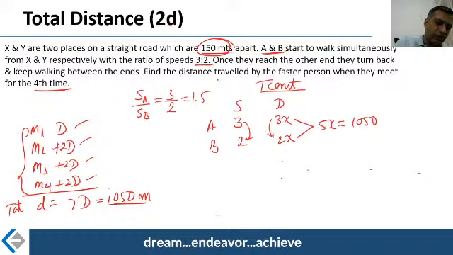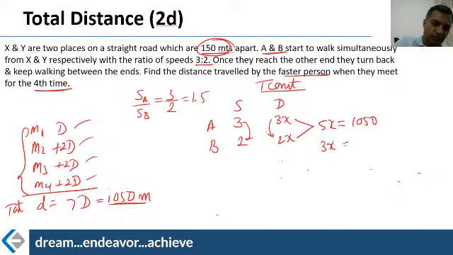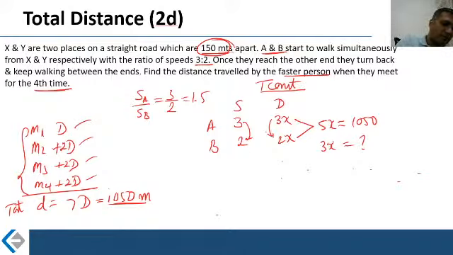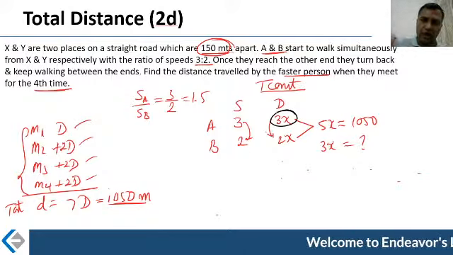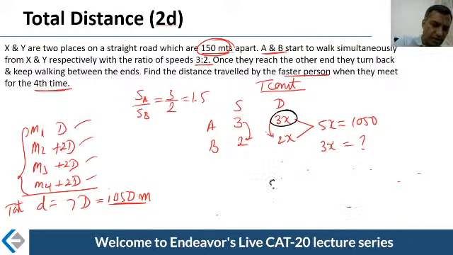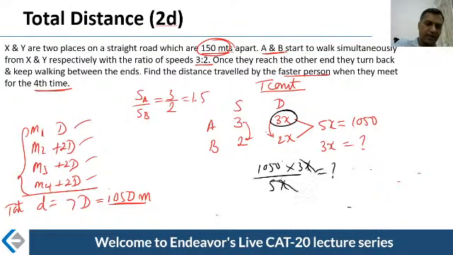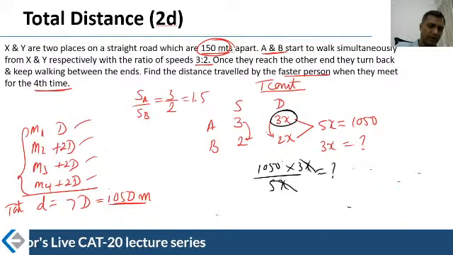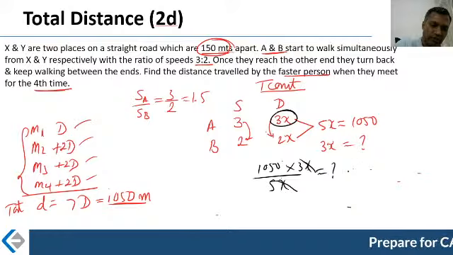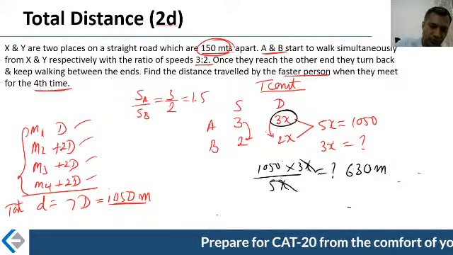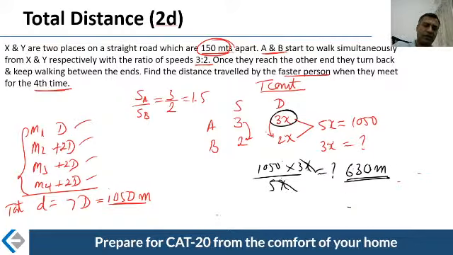So the question here is, what is the distance traveled by the faster person? Therefore, 3x is equal to what? Because the distance traveled by the faster person is 3x. Should I find x? Not required. Directly find the answer. 5x corresponds to 1050. Therefore, 3x corresponds to how much? That is also fine because x is irrelevant. It is not that I should find x before I get the answer. Absolutely not. Therefore, it is nothing but 210 into 3, which is 630 meters. The faster person would have covered a distance of 630 meters. Okay, that's this particular question.